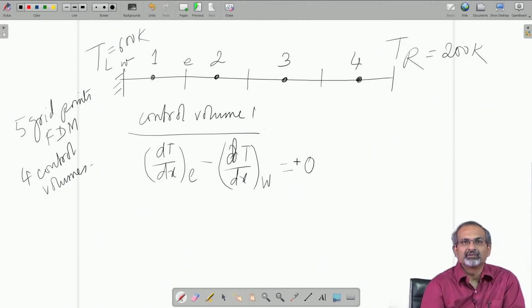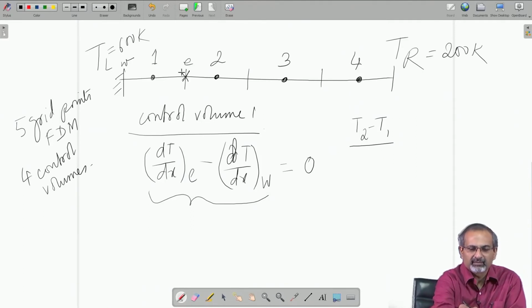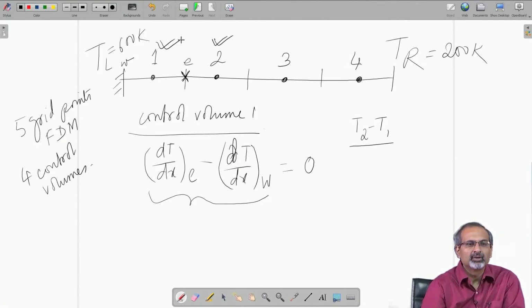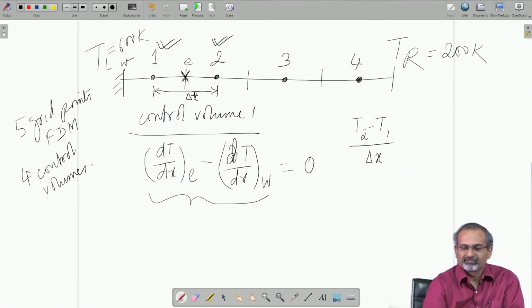this is basically your definition, because the A is a common factor. So, you are only left with this expression. How do we write it for control volume 1? Let us try to do it. We have first derivatives to be approximated. So, in order to approximate the first derivative here at this point E, we make use of the values at the neighboring nodes. Then what we have is T2 minus T1 by delta x.